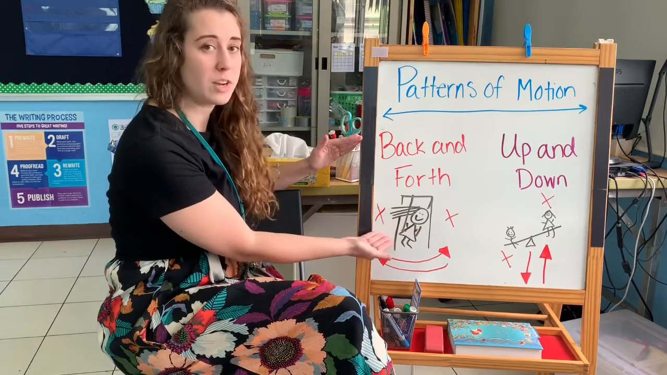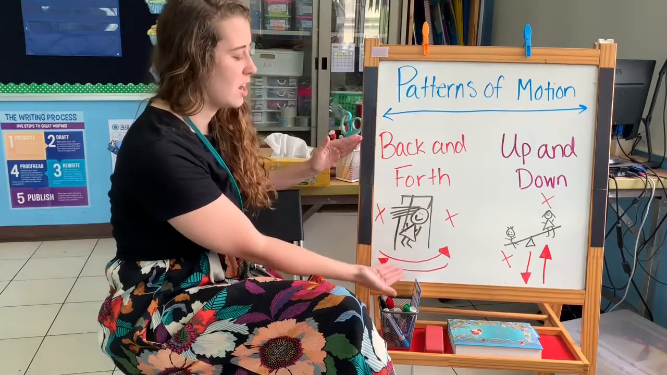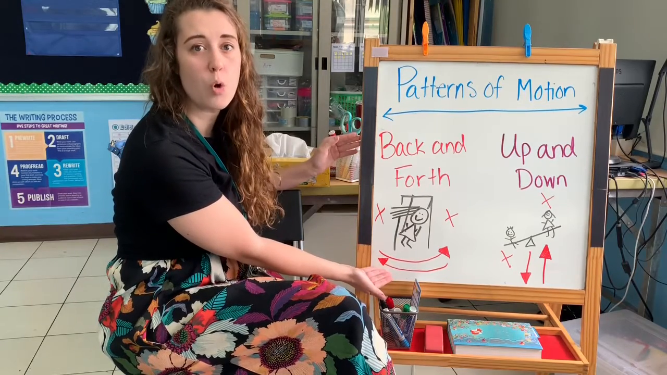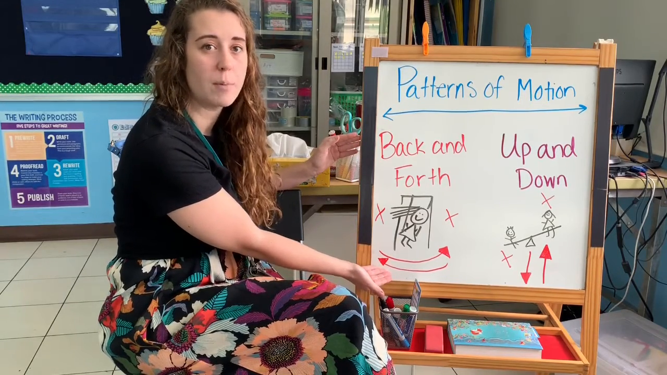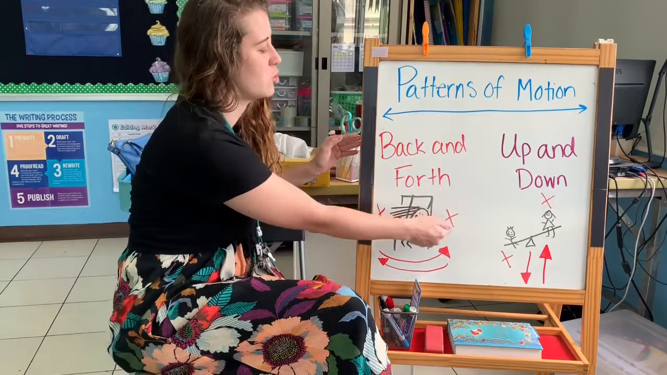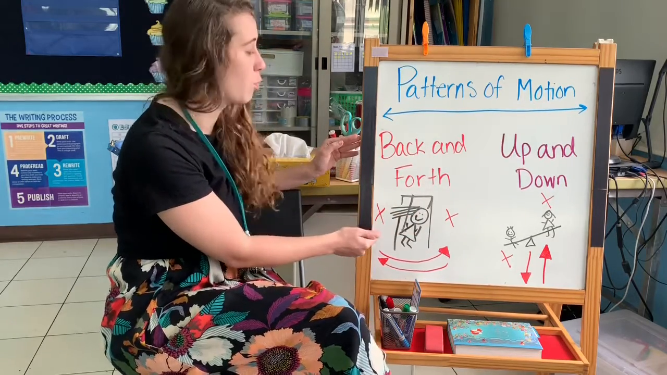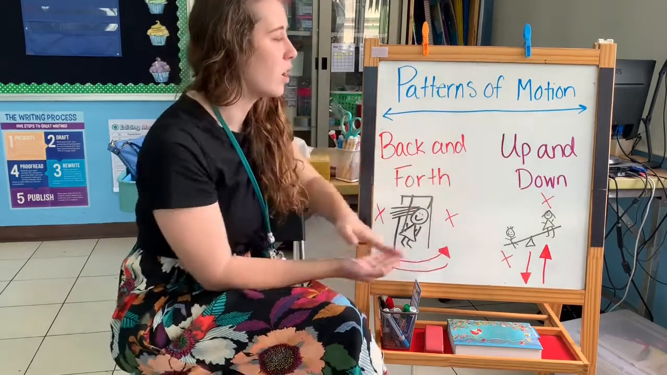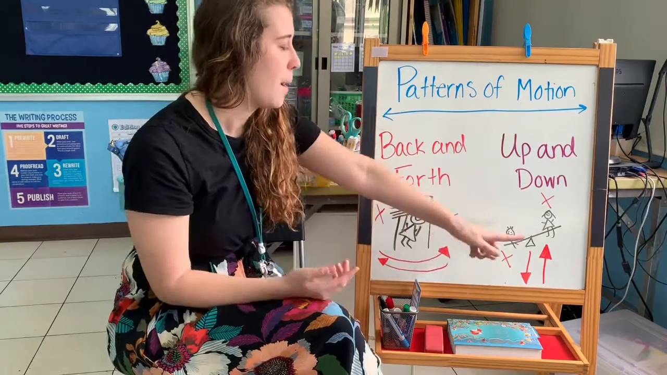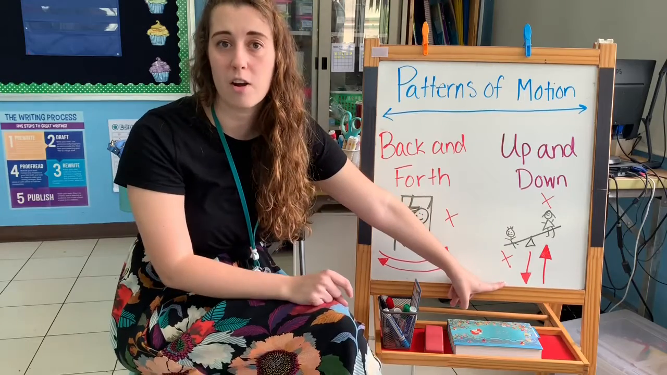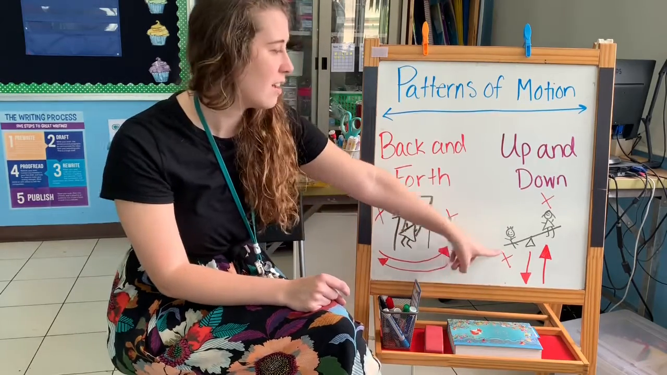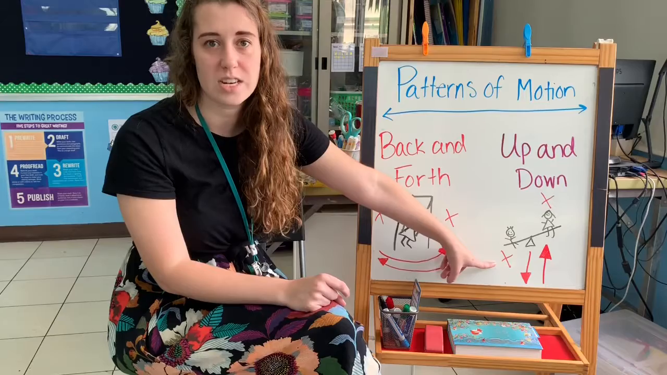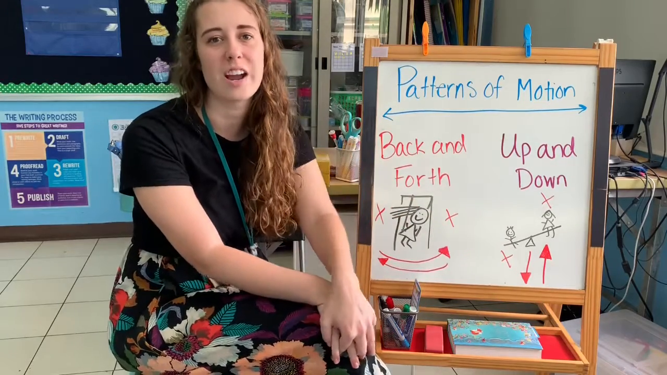I have drawn my picture. You will already have your picture. I've drawn my arrows to show which way the motion is going, the pattern of motion. And I have drawn my arrows of where my object is resting. Same for my up and down. I have drawn my arrows to show which way the pattern of motion is going, and I have drawn where my object is resting. That is what you will need to do for your activity today.